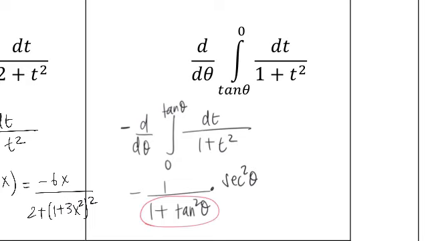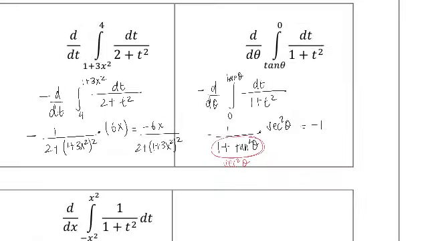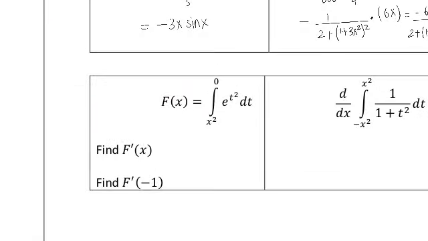And now this is also secant squared theta, right, by a trig identity. 1 plus tangent squared is equal to secant squared, and so this comes out to be negative 1. So sometimes you can use pre-calc to simplify your answers further, and you will be expected to do that.